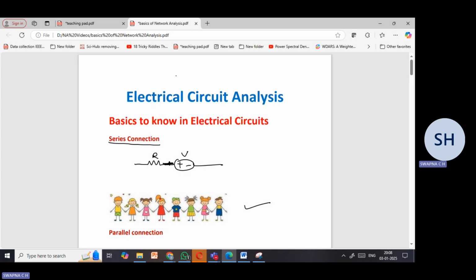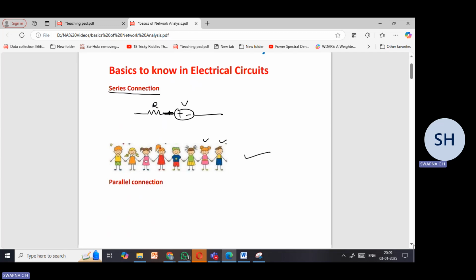So here, if you just observe this girl and this girl, their hands are joined together. No other hand is joined to them so that there is some disturbance. So this type of connection is called a series connection. Now coming to the parallel connection.